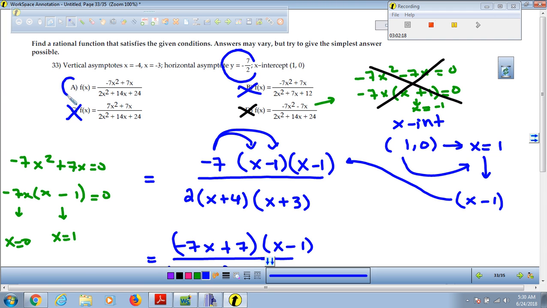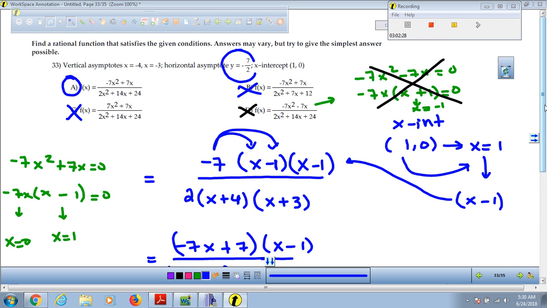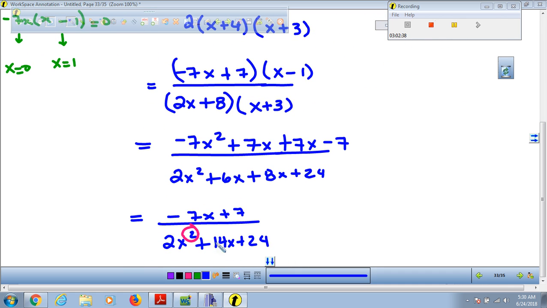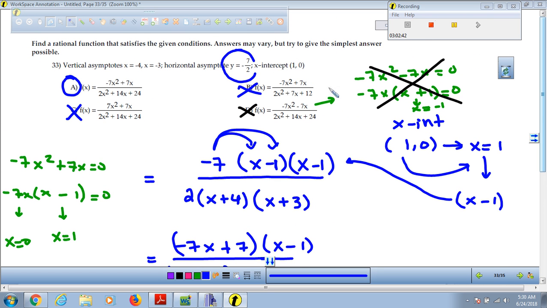For the numerator, the way that they created this problem, we don't have to be exact on the numerator. We just need to find one that has those characteristics, and the one that has all the characteristics that we said, it's A. At least the denominator, I got it to be the exact same thing, but the numerator, that's why it says that answers may vary.